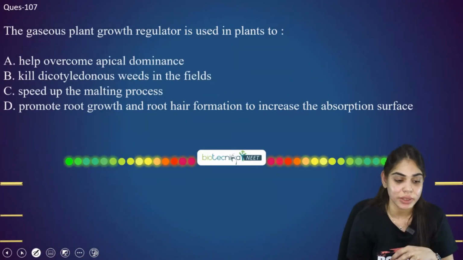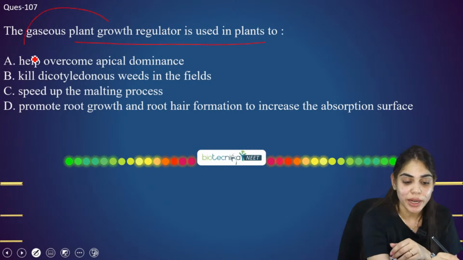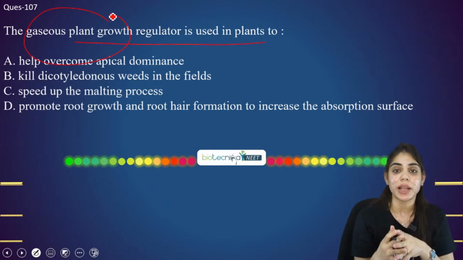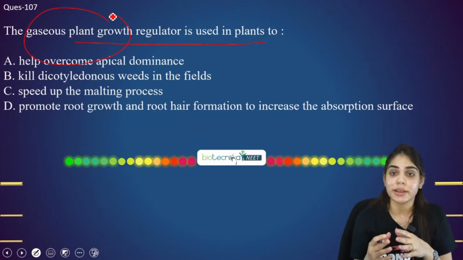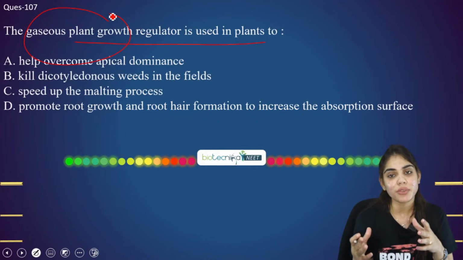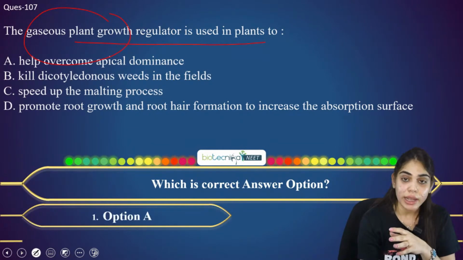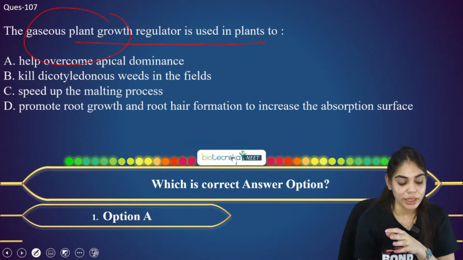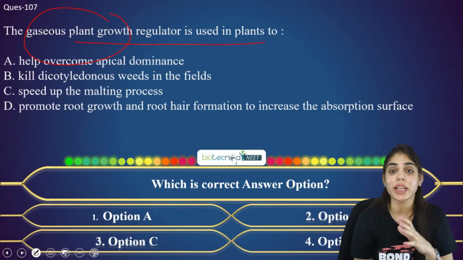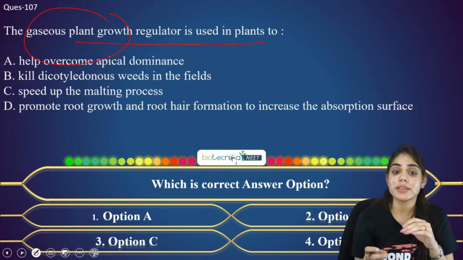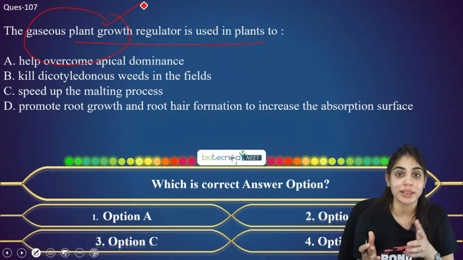question, that is 107. The gaseous plant growth regulator is used in plants. Now coming to the gaseous plant regulator. What are these plant regulators? They regulate the growth of the plants. These plant growth regulators are nothing but plant hormones. We have different kinds of plant hormones such as auxin, gibberellic acid, cytokinins, ethylene, as well as many other hormones. If you don't know about hormones, you cannot solve this question, because it is not talking about ethylene, auxin, or gibberellic acid. It is just asking about the gaseous plant hormone. We all know that this gaseous plant hormone is ethylene.